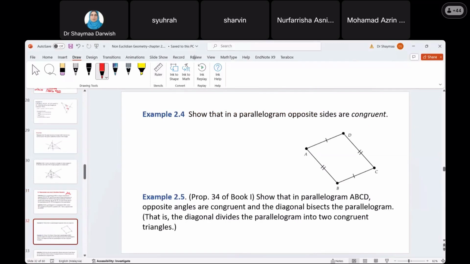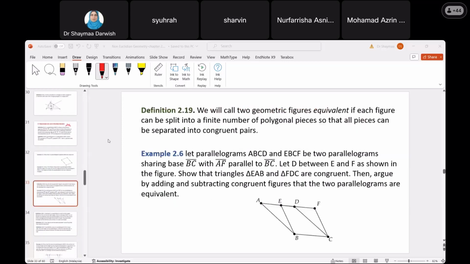So this is the first theorem. Prove that the opposite sides are congruent.